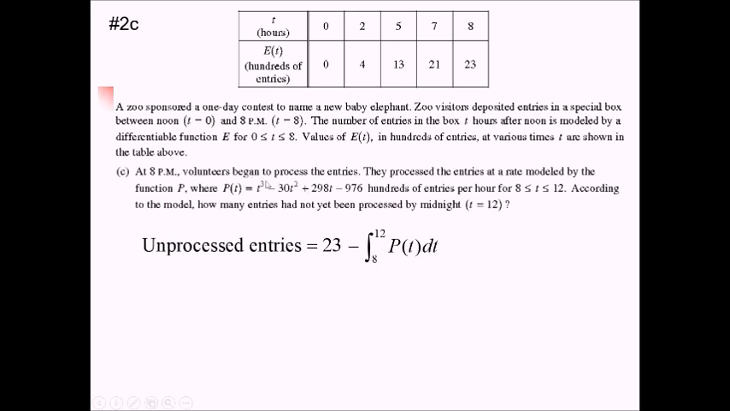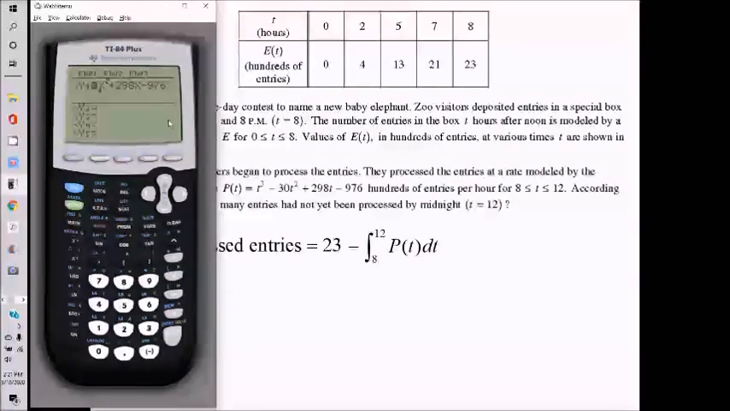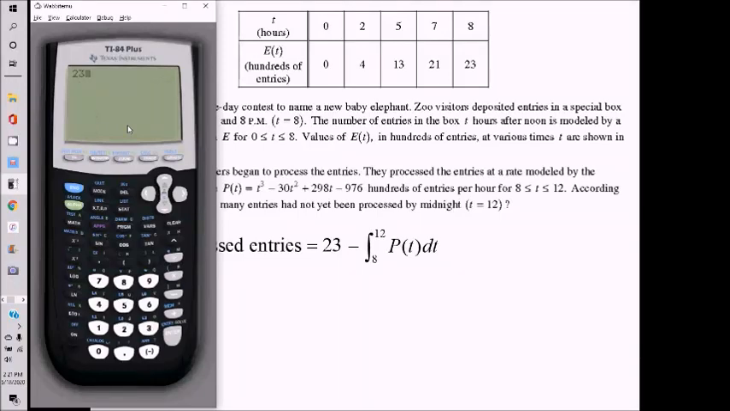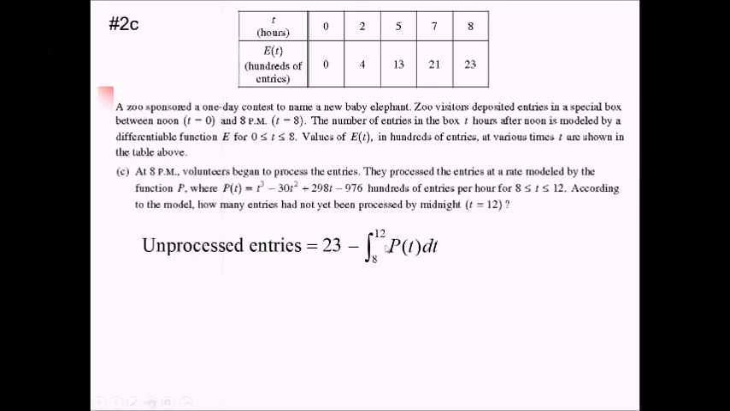And since p is already defined here, we can just do the rest of this on the calculator. To make things a little bit easier to process for myself, I'm going to put this p function in my y equals under y1. And then let me quit out of there, and I'll do 23 minus the integral. So this is going to be math 9 from 8 to 12. And I stored that in y1, so I'm going to do alpha trace y1. That's really p of t going in there. And now we have an x that I always put in there. Press enter, and that comes out to exactly 7. Well, that's nice. So that's going to be 700 entries that had not yet been processed by midnight.